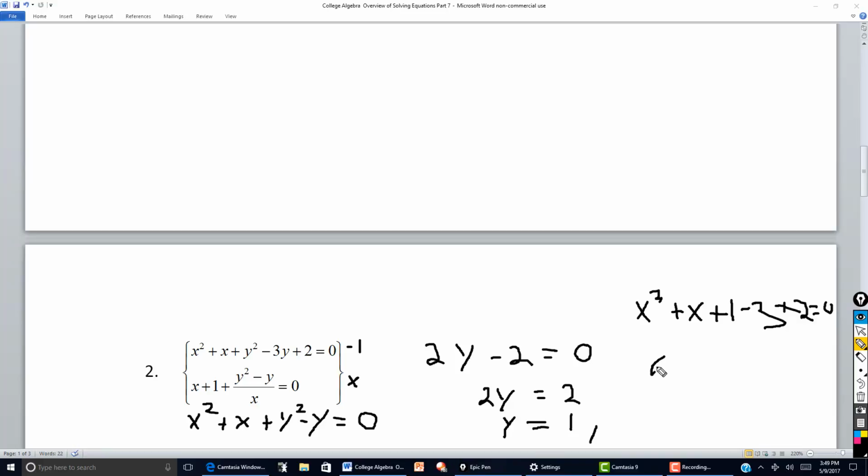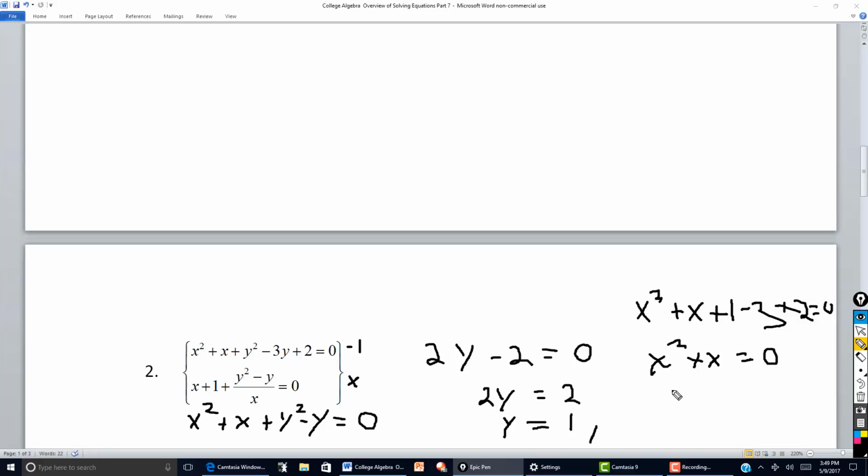Okay, so this is then x squared plus x. And then just simplify this. 1 minus 3 is negative 2, added to 2 is 0. Okay, so that cancels out, and I get x squared plus x is equal to 0.